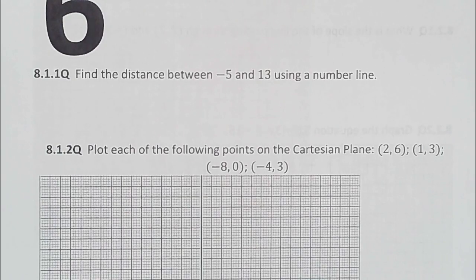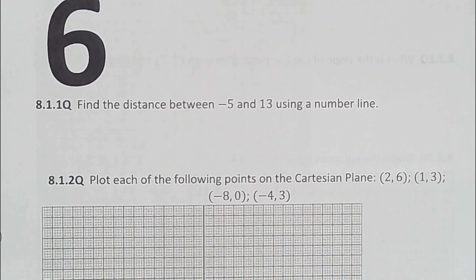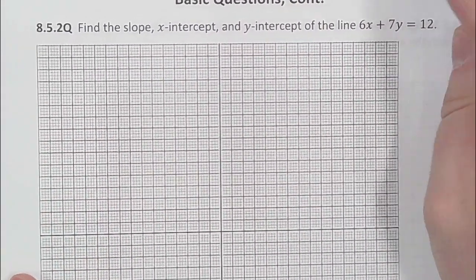8.52. Is that a basic, intermediate, or advanced? Basic. 8.52. I know the one. This guy. Slope, x-intercept, y-intercept.